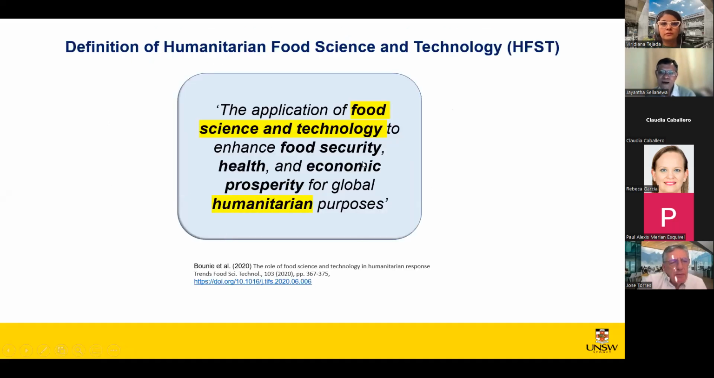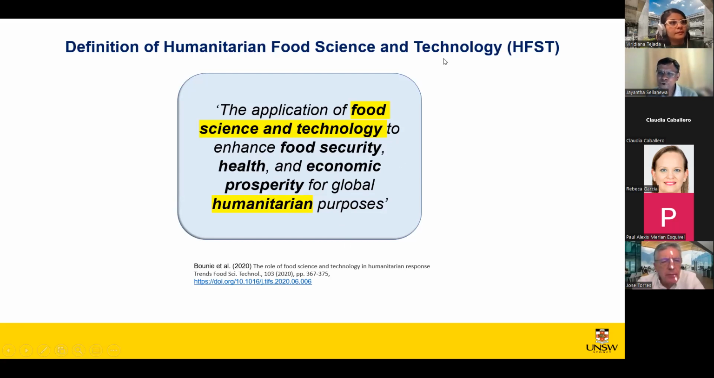So with that in mind, we defined humanitarian food science and technology like this: it's the application of food science and technology to enhance food security, health, and economic prosperity for global humanitarian purposes. You can see how we got the term food science and technology and humanitarian, but it also covers food security, it covers health, economic prosperity is the outcome, and it is global. And we included this definition in the paper that we published.